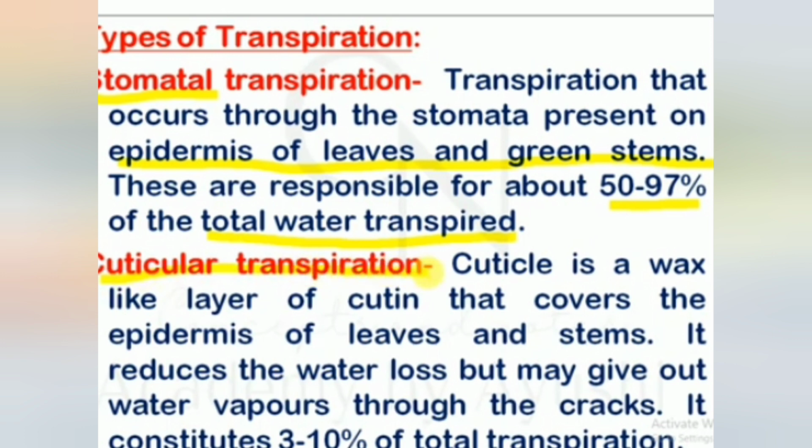Cuticular transpiration. The cuticle is a wax-like layer of cutin that covers the epidermis of the leaves or stem. It reduces the water loss but may give out water vapor through the cracks. It constitutes 3 to 10% of the total transpiration.